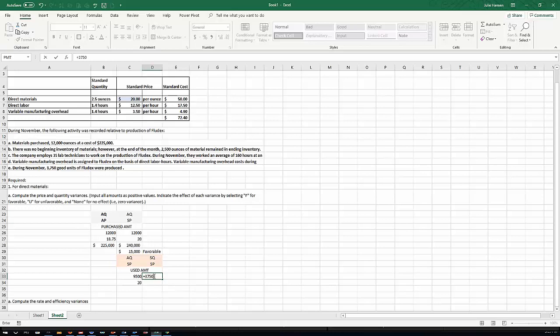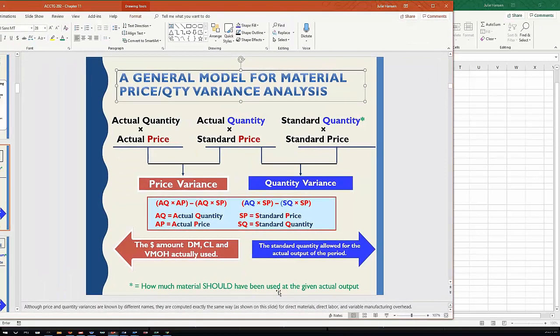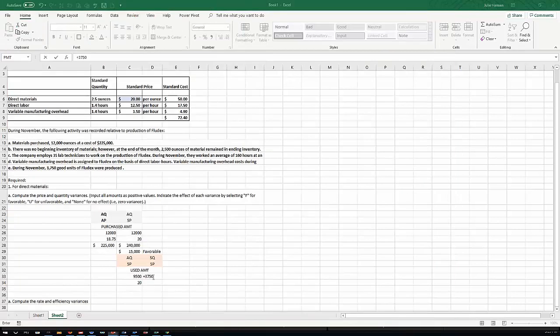So the standard quantity says, how much material should have been used given actual output, meaning my actual output was 3,750. How much material should I have used? Well, let's go back to my standards card here. I should have used 2.5 ounces for every unit that I produced. So that's my standard quantity. And then the standard price was still that $20, so I'm just going to bring that over. And now it's just multiplication of this multiplied by this.